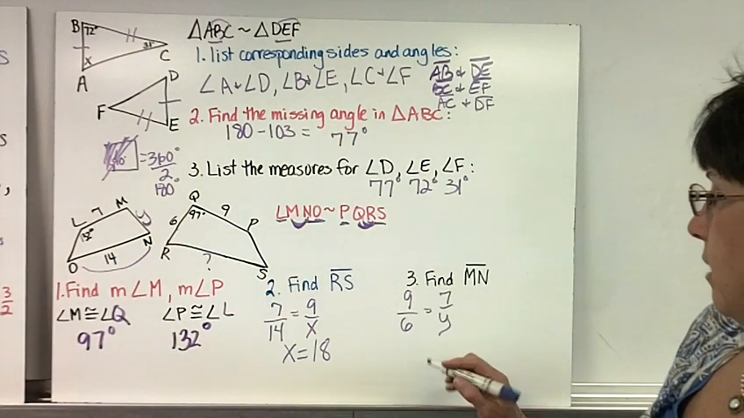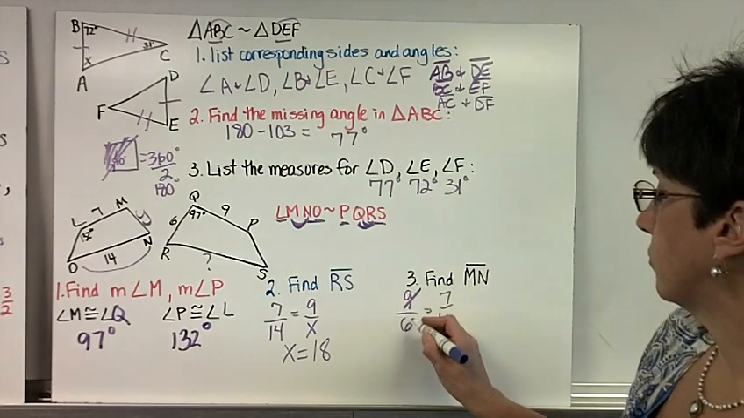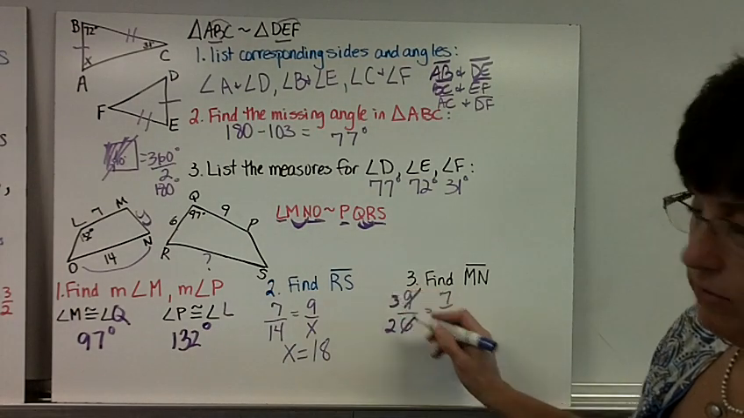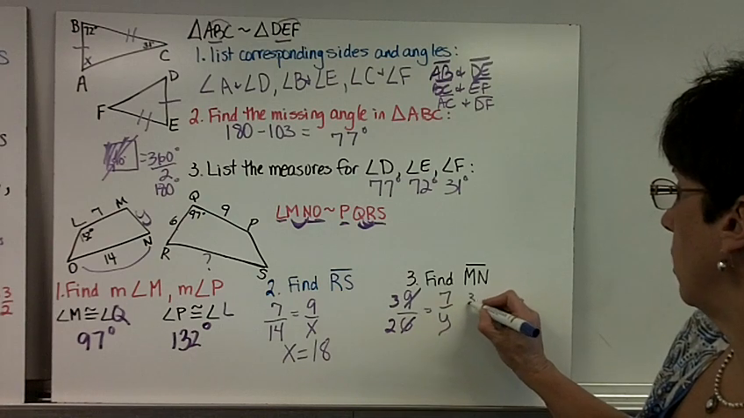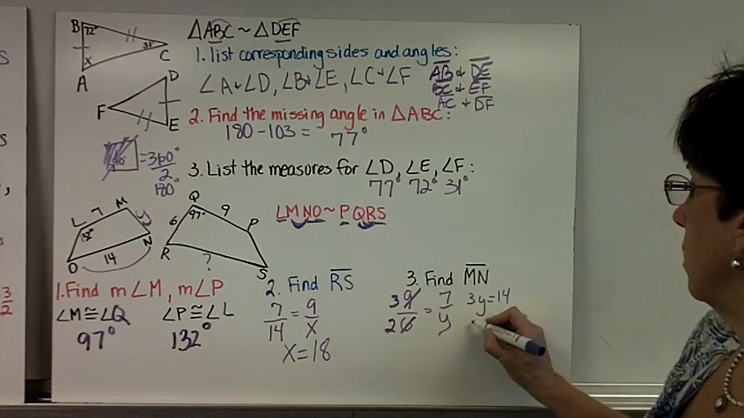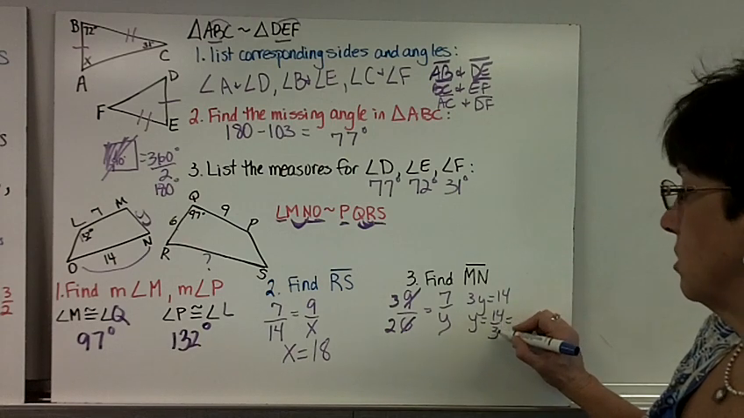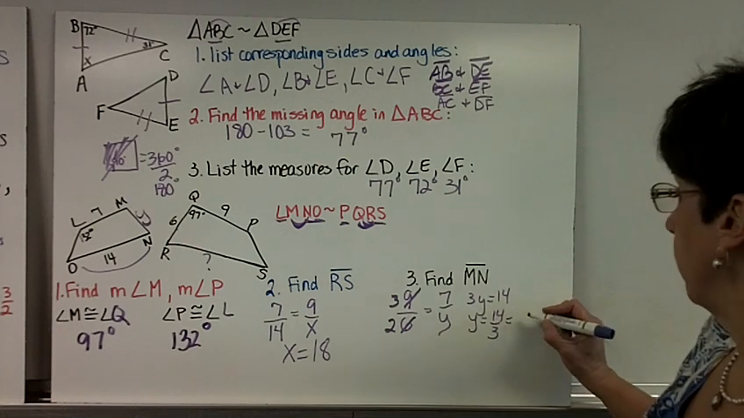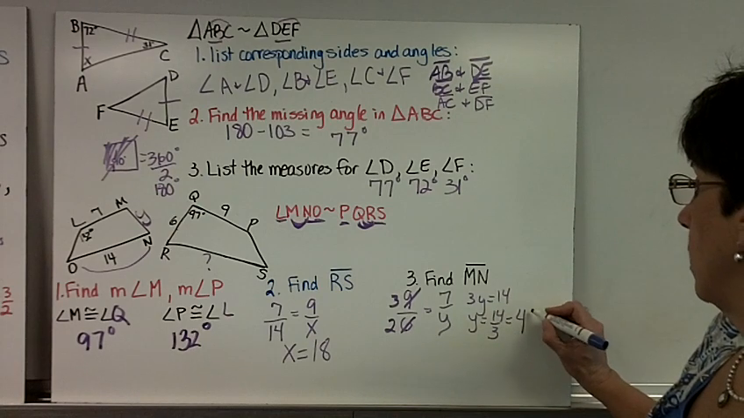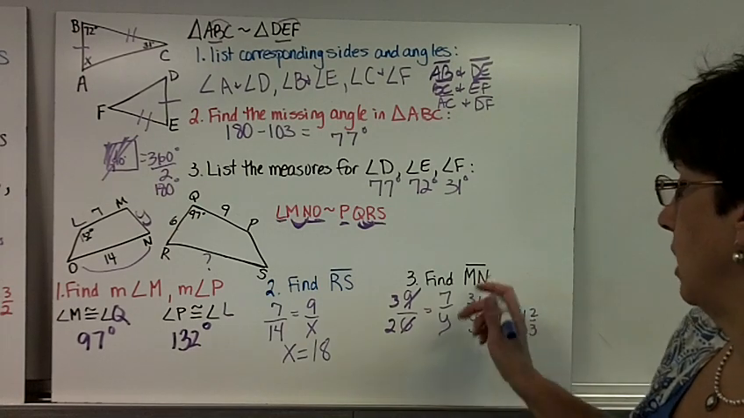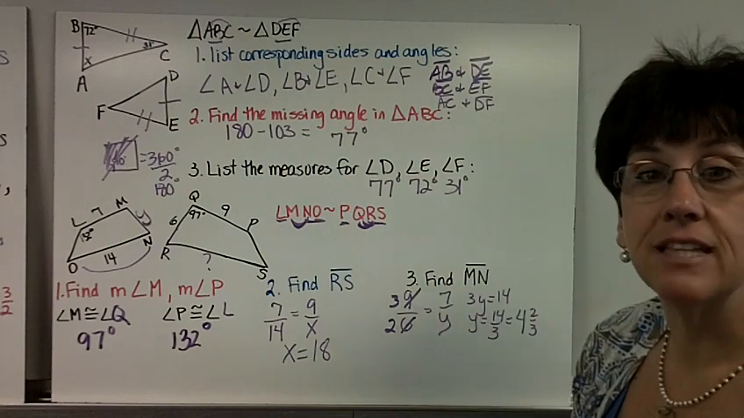Okay? Now I could simplify, divide by 3 and get 3 over 2. Now I'm going to have to multiply. So 3y equals 14. So y equals 14 over 3, which equals, how many times does 3 go into 14? 4. How many left over? 2/3. So that's the length. Okay, MN is 4 2/3. And that's it.